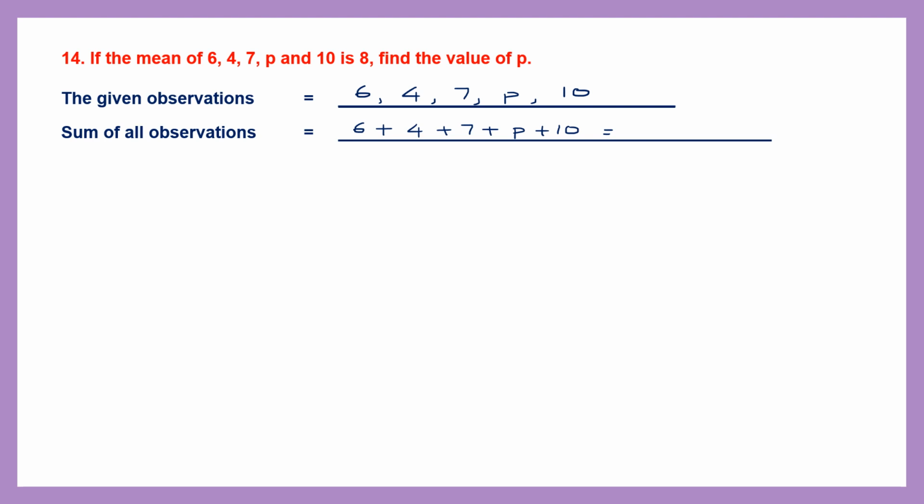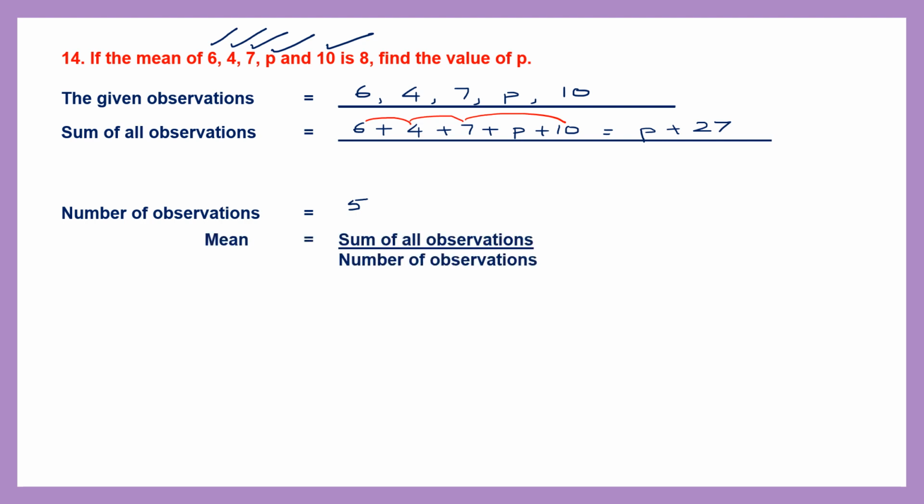6 plus 4 is 10. 10 plus 7 is 17. 17 plus 10 is 27. So this will be p plus 27. This is the sum of all the observations. Then the next step is the number of observations. How many do we have? 1, 2, 3, 4, 5. We have 5 observations. Now we're going to use the formula for mean to find the value of p.